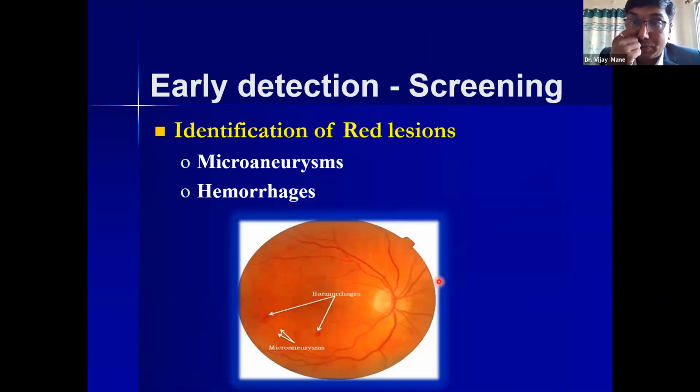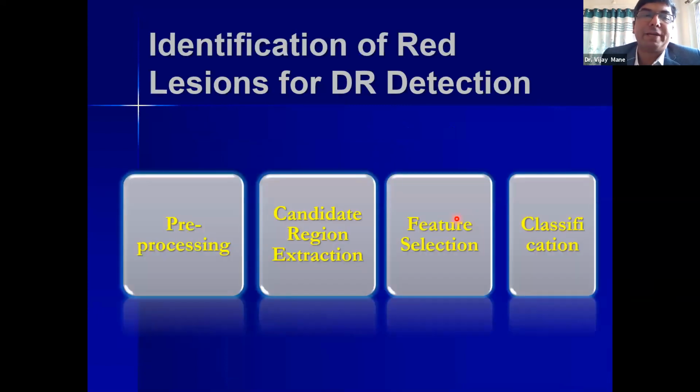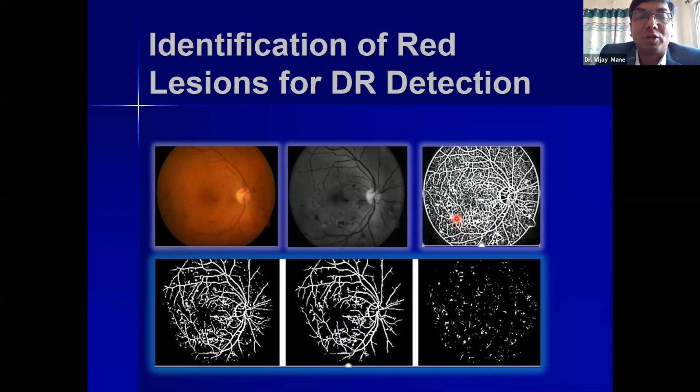So microaneurysm detection is very important, or you can simply go for red lesion detection. Red lesions are nothing but the microaneurysms and hemorrhages. So automatic detection of these is very important for early stage detection of DR. Fine. So typically, again, if you go for a standard machine learning algorithm, we use pre-processing, candidate region extraction, feature selection and classification. I'll quickly go through this as time permits.